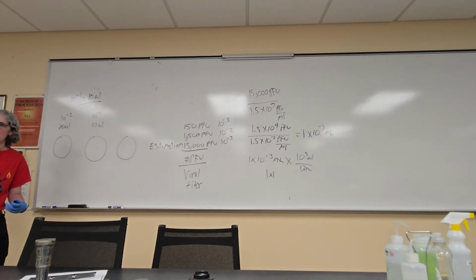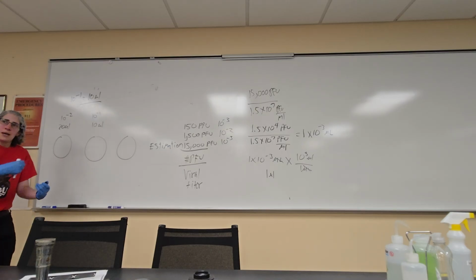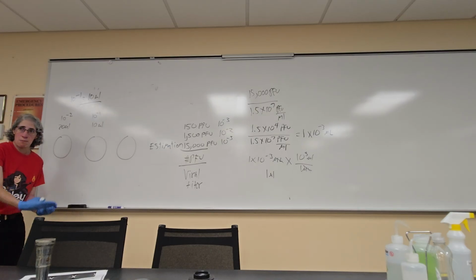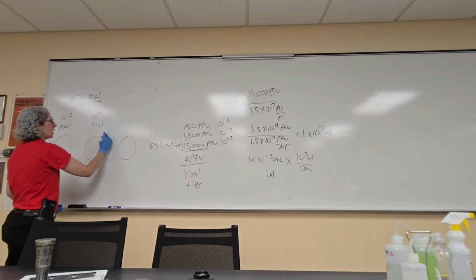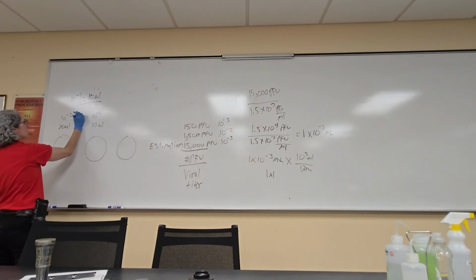So if we were to use the 10 to the minus 1 dilution, that means we're playing with 2 microliters, and we don't want to play with 2 microliters. So we're going to have a dilution of 10 to the minus 2, which is 10 times more dilute. So we use 10 times that volume, which should be 20 microliters. Okay? All right.